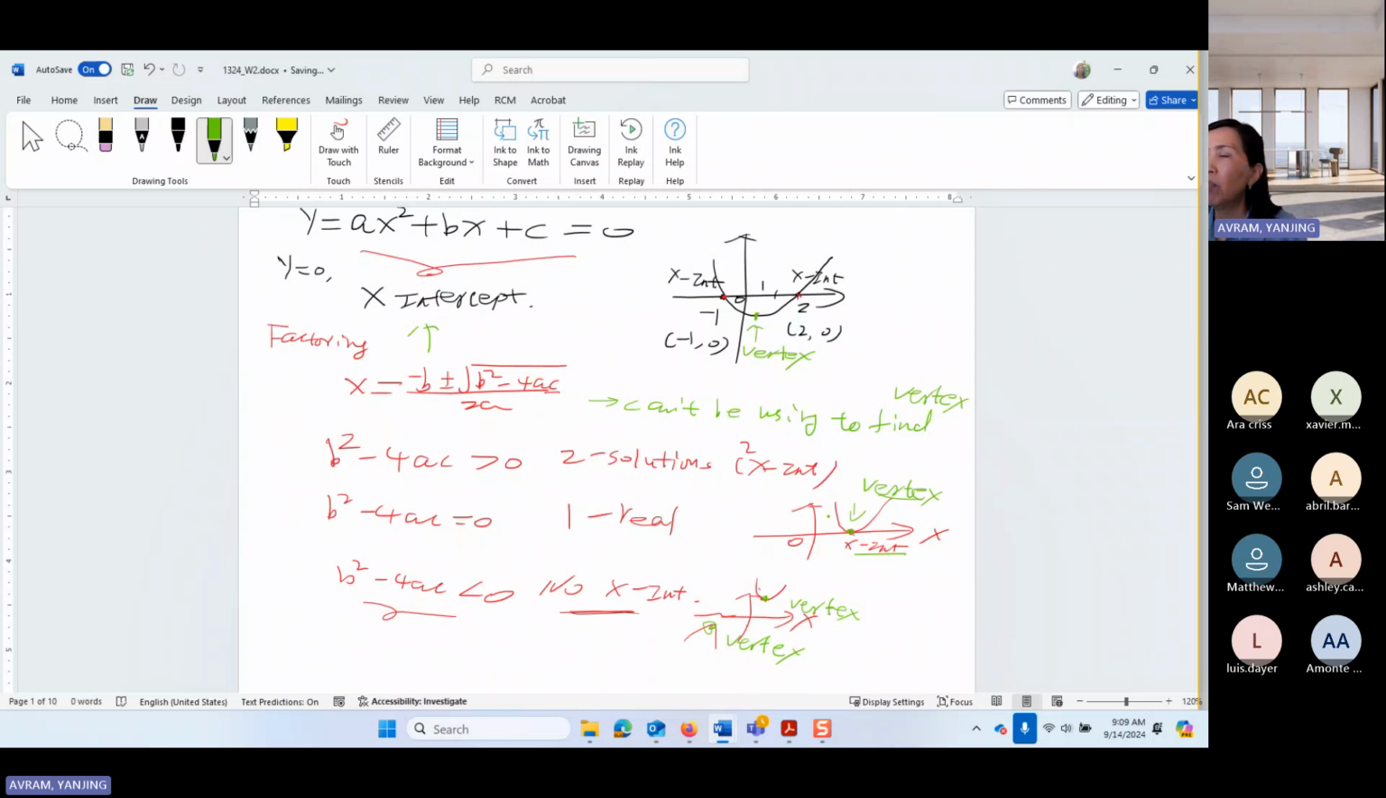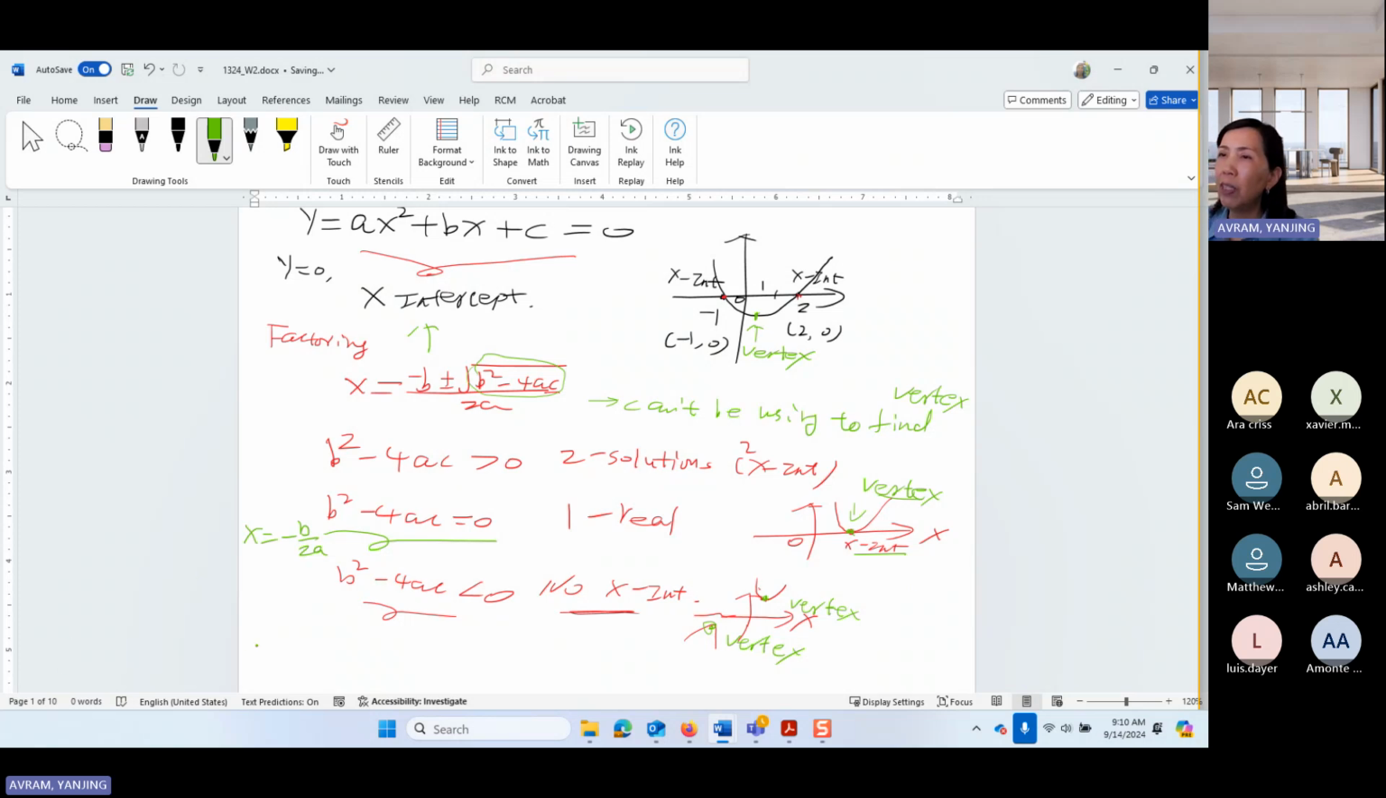All right. If you look at what happens when this is equal to 0, my x will be negative b over 2a. Look at that. If this whole thing is 0, my x will be just negative b over 2a. And that is the one we use to find the vertex, actually. So we have a vertex formula.